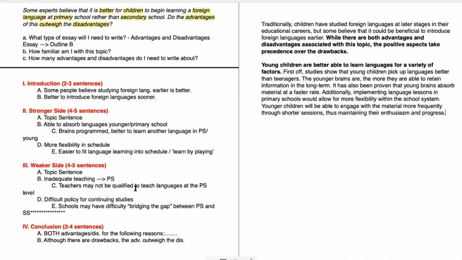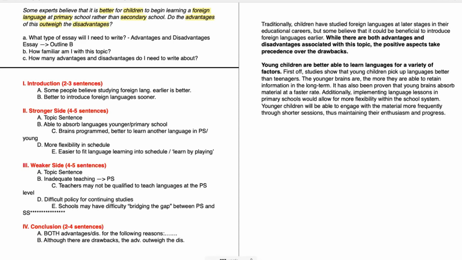And though this is how I've talked about learning by playing, easier to fit into the schedule. I haven't necessarily used this phrase, learn by playing. It's just something that sparked my memory and something that I thought of in the outline stage. So don't be afraid to use different phrases or different words as you're writing as it comes to you. So that is my second paragraph. It's my stronger side. I've got my 2 explanations, my 2 examples. I think we're good to go.